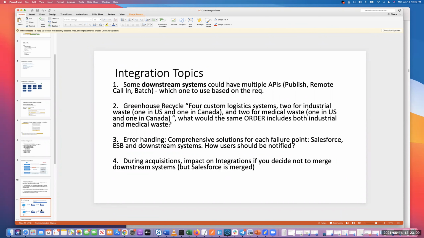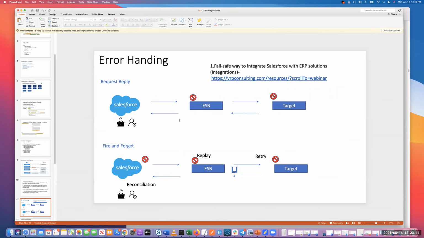Next, about error handling. There's a nice video from Mitesh. Just make sure you watch this. I did post a link on Slack, but just make sure you watch it. For example, on a request reply, right? The failure could be on the ESP, it could be down, the target system could be down, right? Like on fire and forget also, failure could be happening in different places, right? So you have to make sure you have the right way of handling the errors, right?